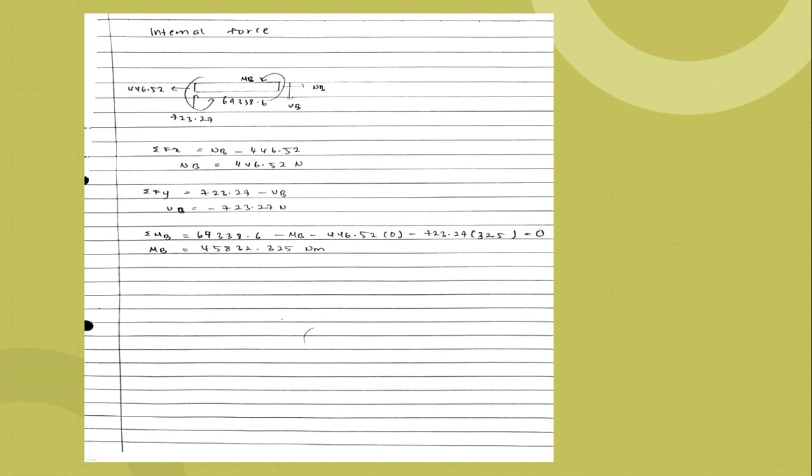And for the shear force, from the y-axis, that means that in the y-axis we got 723.27 minus the shear force V at here, because the positive direction and negative direction is equal to 0. So we got the shear force is negative 723.27 Newton.